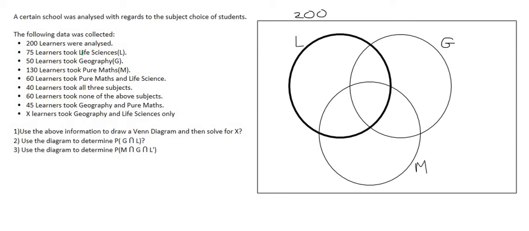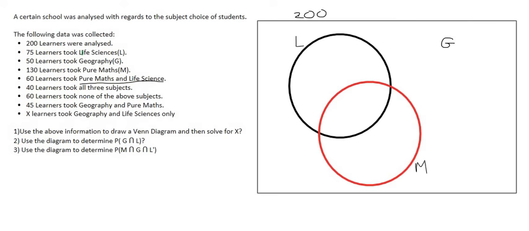And then the next bullet point says 50 people took geography. We can't do anything with that. 130 people took maths. We can't do anything with that. 60 people took maths and life sciences. So where is the circle that has maths and life sciences? Or what I mean by that is, where do the life sciences and maths circles overlap? Well, the life science circle is over here, and the maths circle is over here. Where do they overlap? For now, let's take the geography circle away, and then it becomes very clear to see where the overlap is. It's over here. Now let's put the geography circle back.